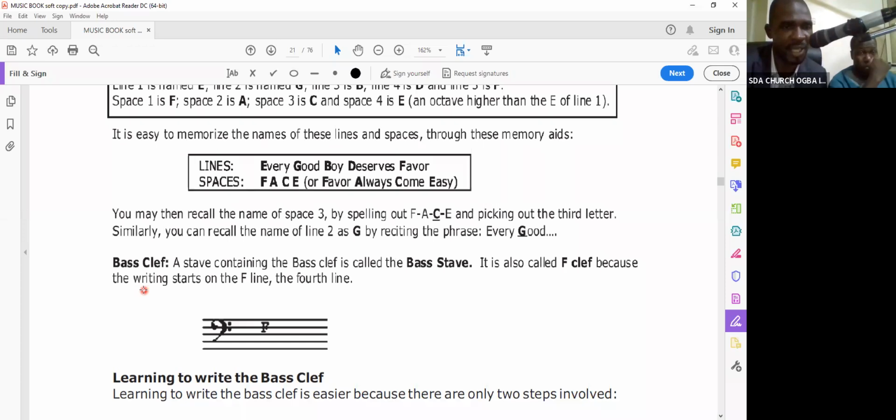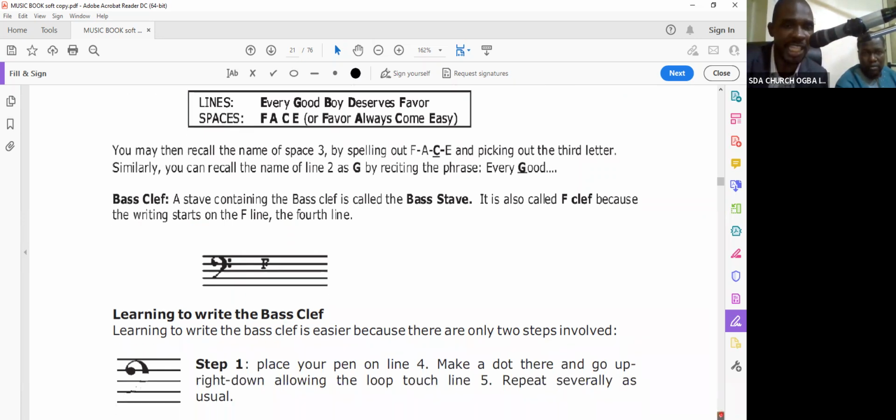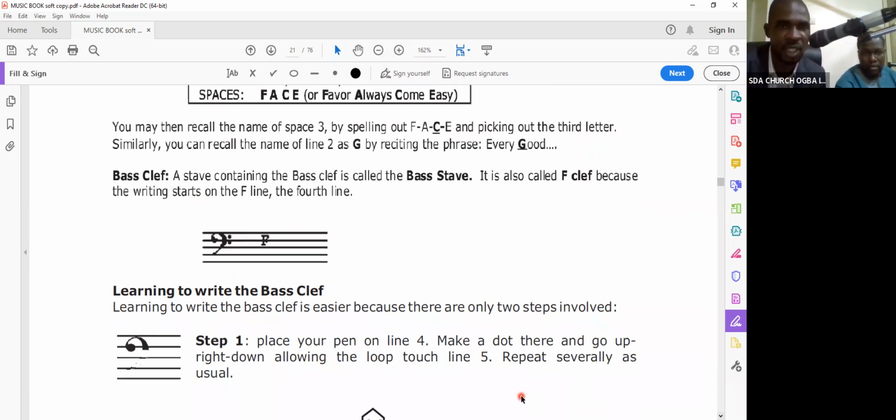So the bass clef. A stave containing the bass clef is called the bass stave. Let's remember that the stave is just 5 lines and 4 spaces. So a stave containing the bass clef is called the bass stave.